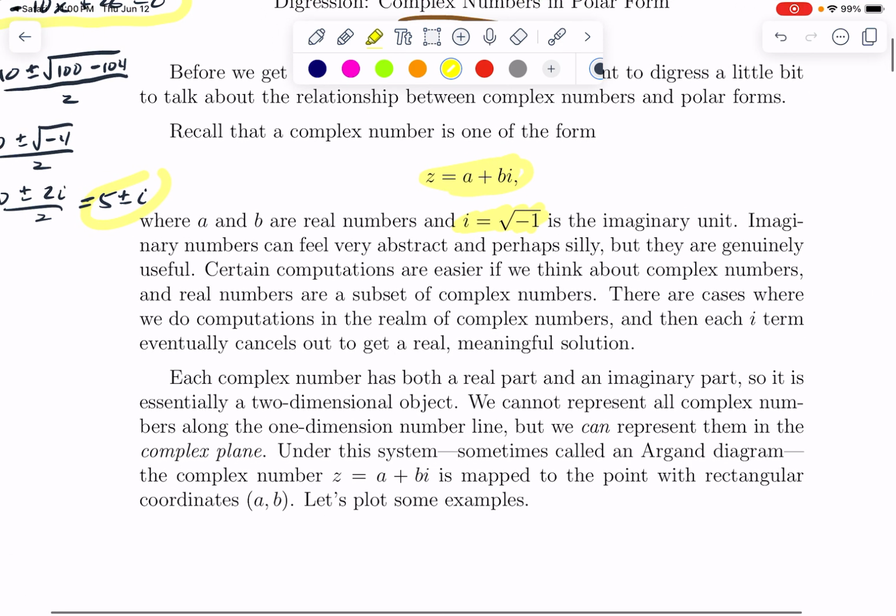Now, I agree this is very abstract, and you may feel like, okay, I've gotten a solution in some algebraic sense, but how does this help us do anything? There really are cases where thinking about things in terms of the complex numbers allows us to do work more easily, and then at the end, all of the i's cancel out and we get a meaningful answer. So this really is a realm that makes certain things easier.